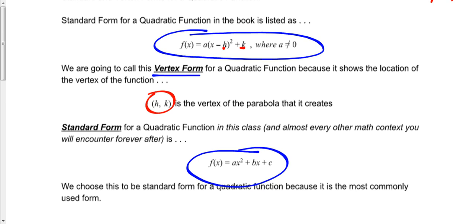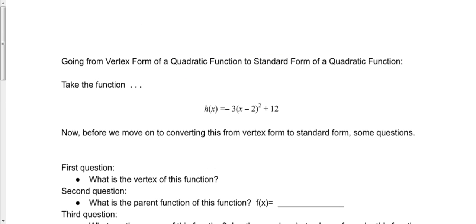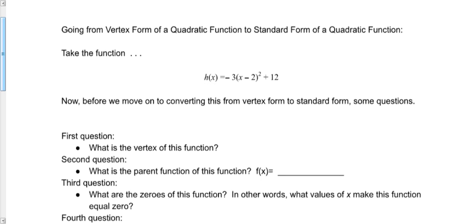All right, so here's what we're going to do. Now that we have two forms of a quadratic function, we're going to learn how to go back and forth between the two. And there's a reason for it. Each form has its advantages. What's the advantage of vertex form? What's the obvious advantage of the vertex form? I know the vertex, it's in the name, right?